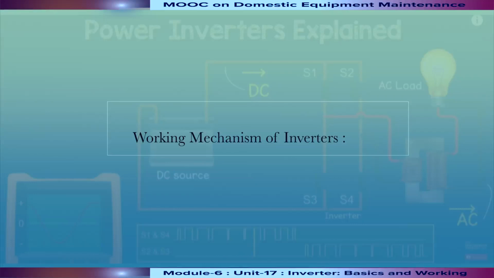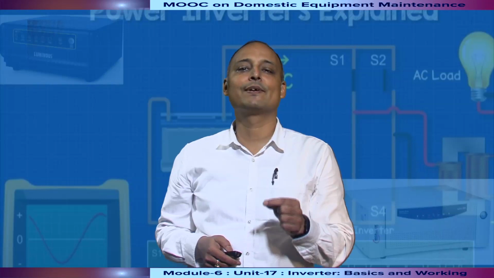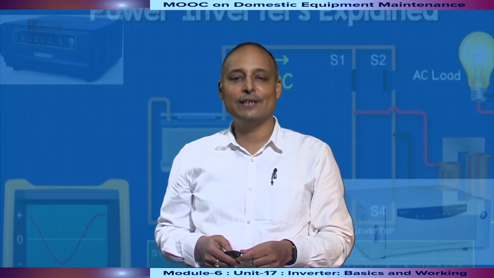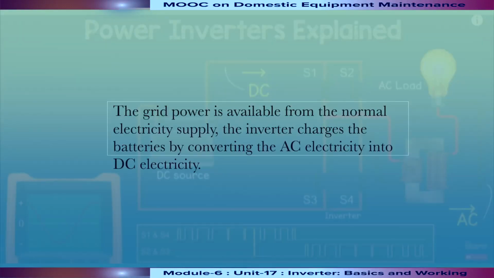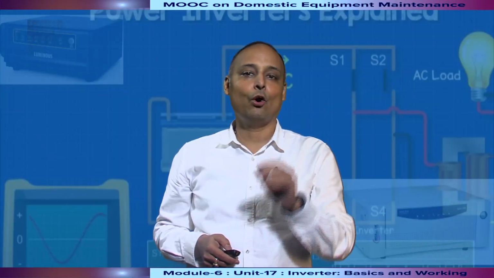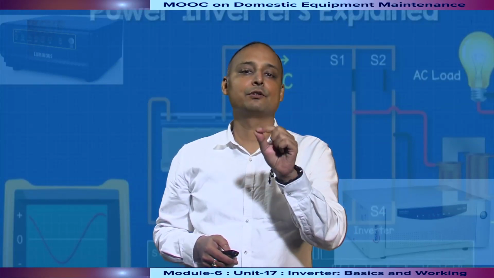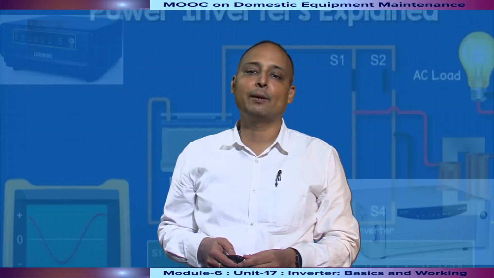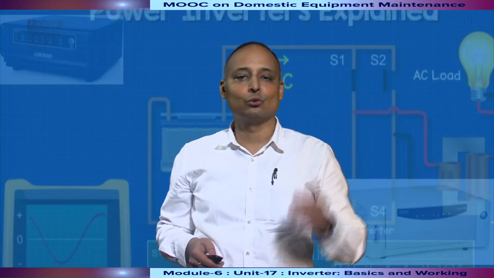Working mechanism of inverters. Inverters operate through a complex process of converting DC electricity into AC electricity. When the grid power is available from the normal electricity supply, the inverter charges the batteries by converting the AC electricity into DC electricity. During power outages or when the grid fails, the inverter switches its function to convert the DC electricity from the battery into AC electricity, supplying power to the household.